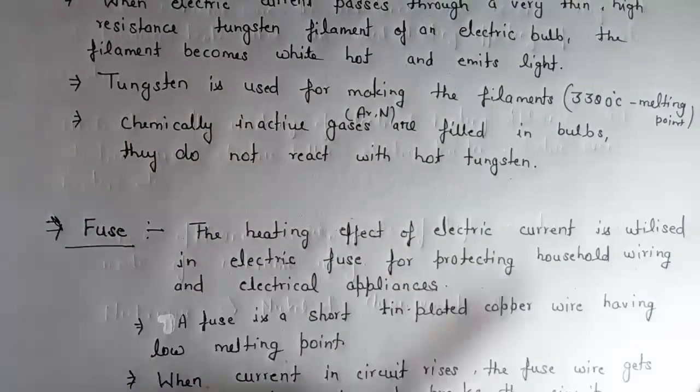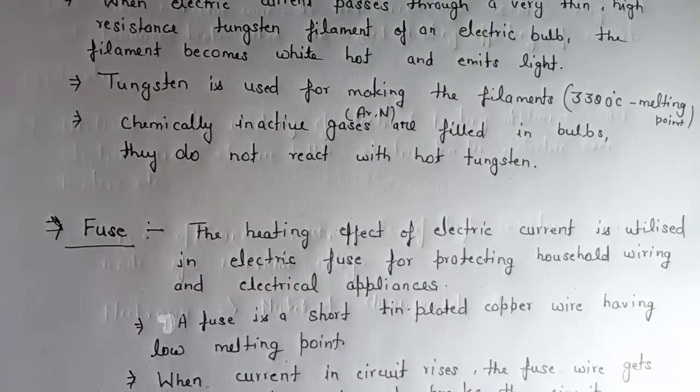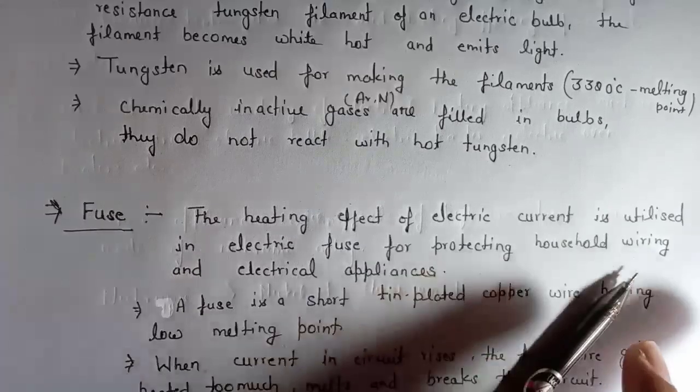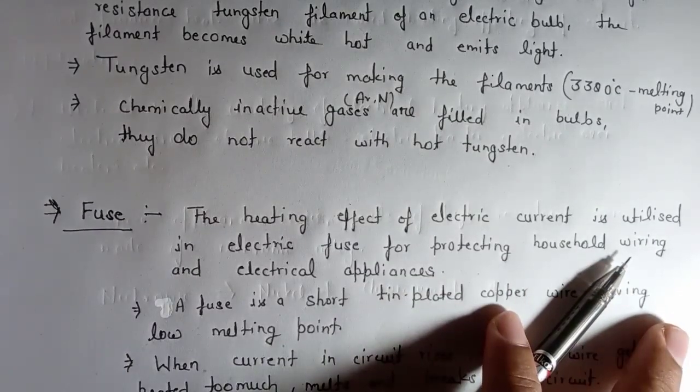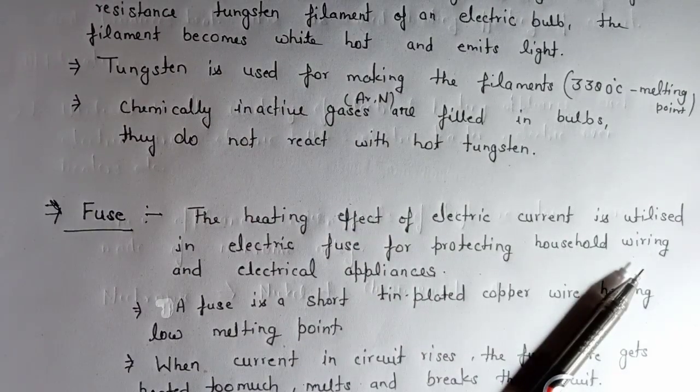What actually happens with fuse? How does it protect the appliances in our home? So when electric current increases in circuit, the fuse wire gets heated too much because the resistance of that wire is very high. So it gets heated too much and now it melts and breaks the circuit. And other appliances which are here are now safe. Basically tin is used for fuse. Copper is also used for the purpose of fuse.